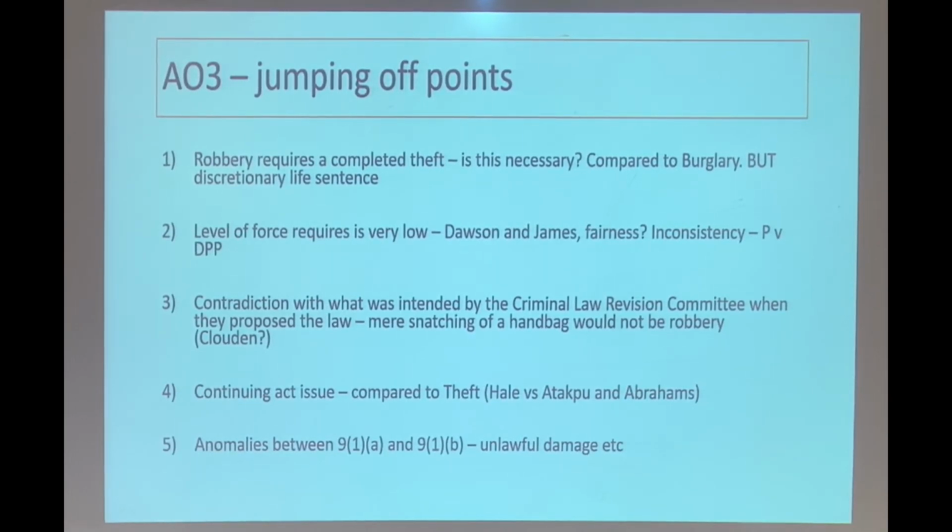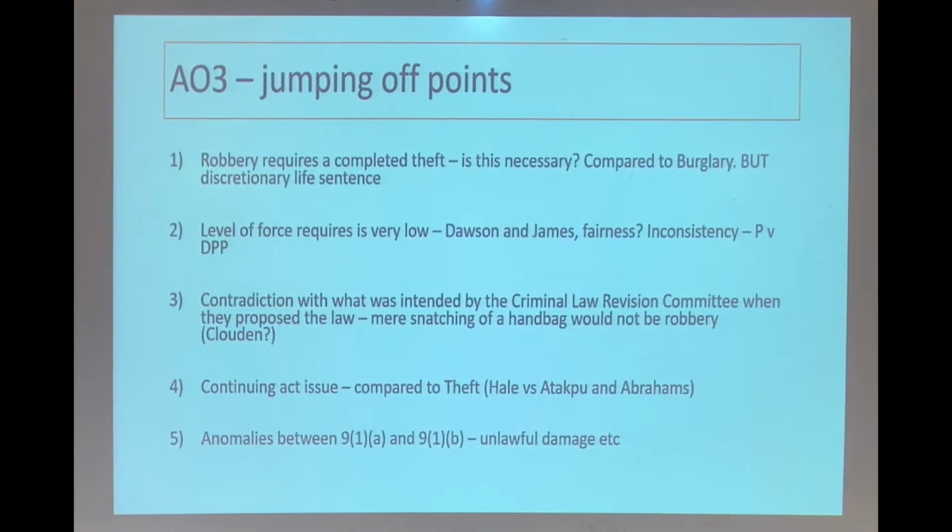But if you look at Dawson and James, where they basically jostled him and then pickpocketed him, is that not more theft? Is it really fair that they're charged with such a serious offence of robbery and the stigma that comes along with that? And of course, as I said, the discretionary life sentence can affect their sentence, and they may have got a lower sentence than perhaps someone else. But there is some inconsistency there.